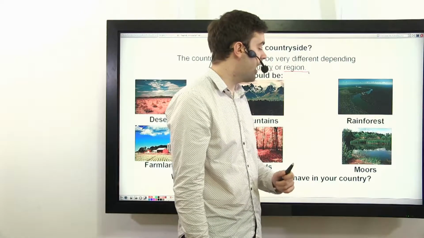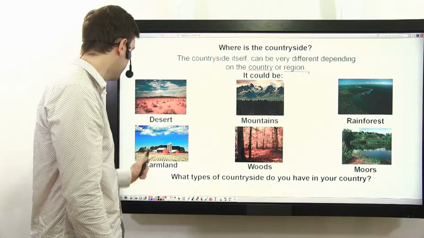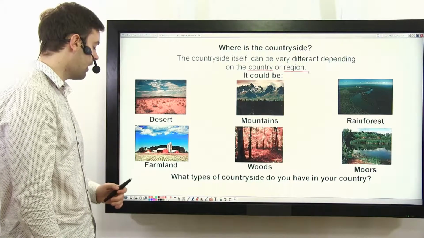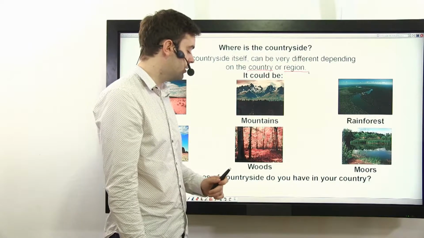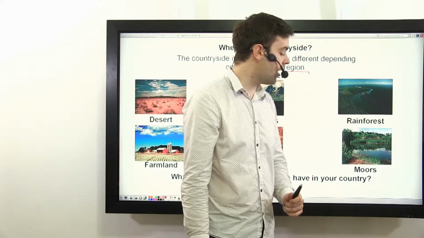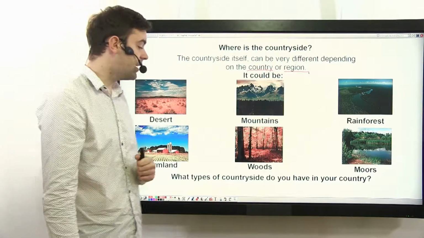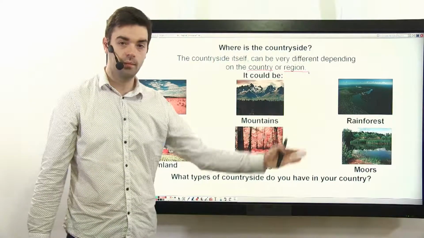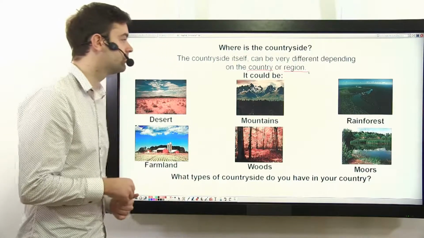Rainforest. R-A-I-N-F-O-R-E-S-T. Farmland. F-A-R-M-L-A-N-D. Woods. W-O-O-D-S. Moors. M-O-O-R-S, moors. What types of countryside do you have in your country?